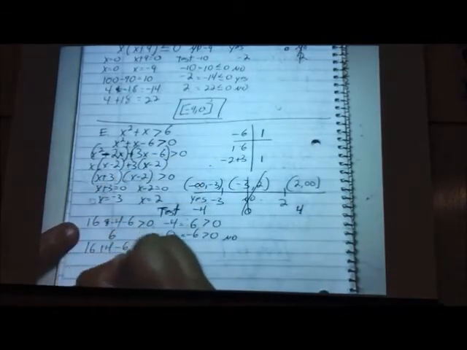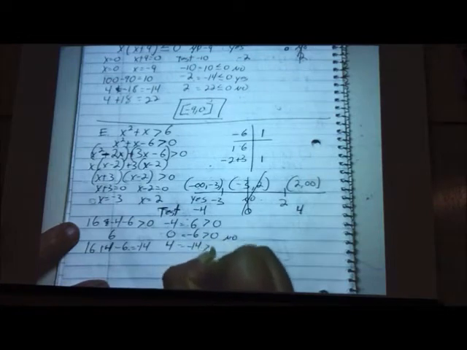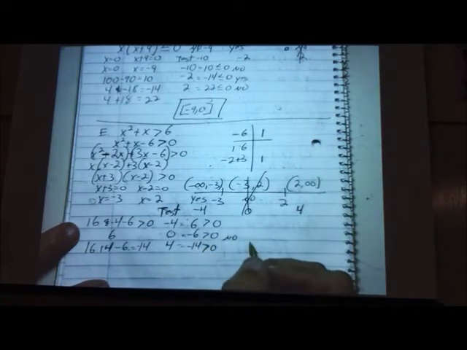And then the last one is 4. 4 times 4 is 16. 4 minus 6, 6 and 4 becomes a negative 2. Negative 2 and 16 becomes a negative 14. Negative 14 is greater than 0. Is negative 14 greater than 0?